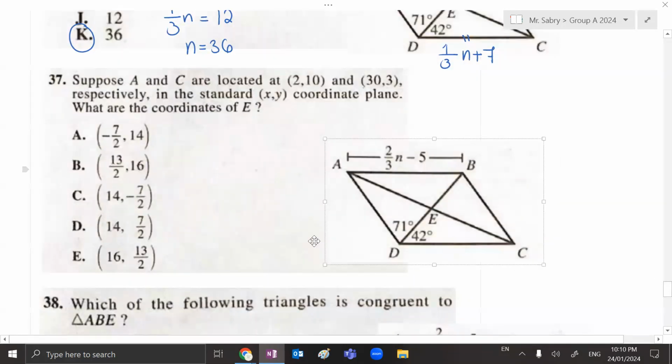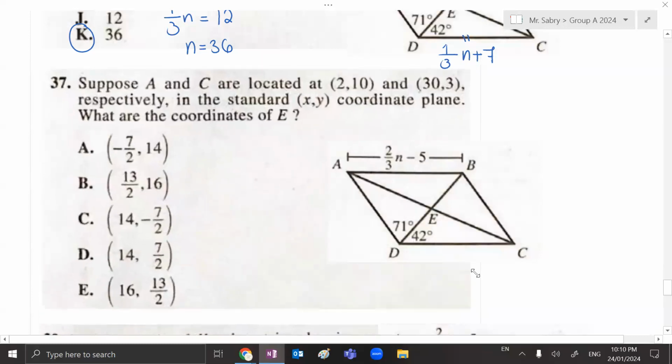This is the one that seems to be a bit confusing. They say points A and C are located at 2 and 10, so point A is at 2 on the x, 10 on the y, and point C is located at 30 and 3. This one is at 30 on the x, 3 on the y. Now, in the standard xy coordinate plane, what are the coordinates of point E?